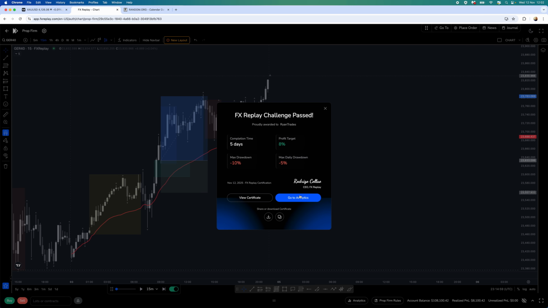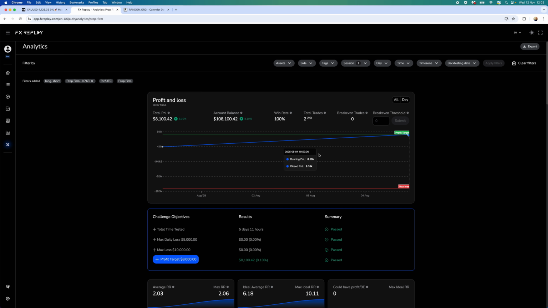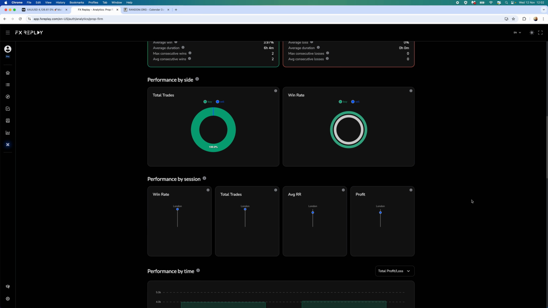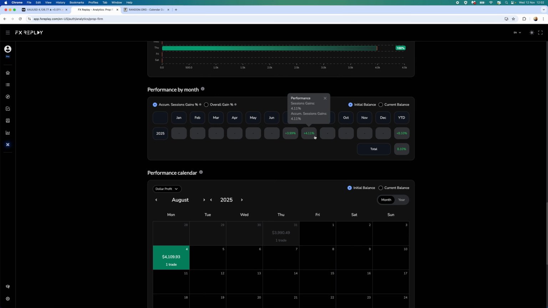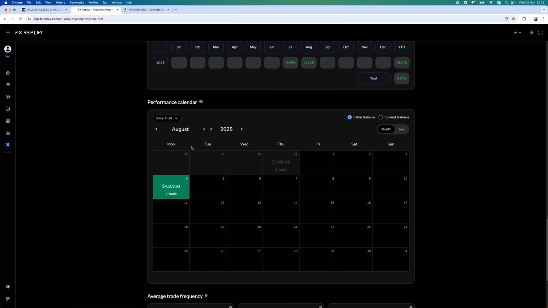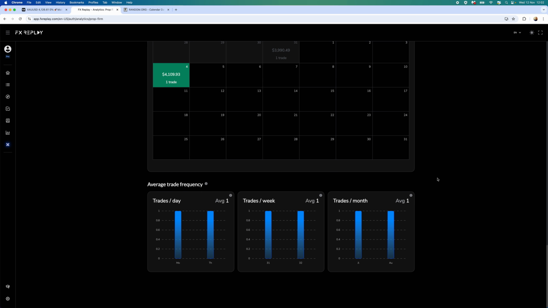So if we just go to analytics, as you can see here, 2 trades, 2 wins, 100% win rate. The profit target of 8% is hit within 2 trades. And if we go down, as you can see, 4% win, 4% win. And it took us around 5 days to pass the challenge. So that's how simple it can be to pass a challenge.